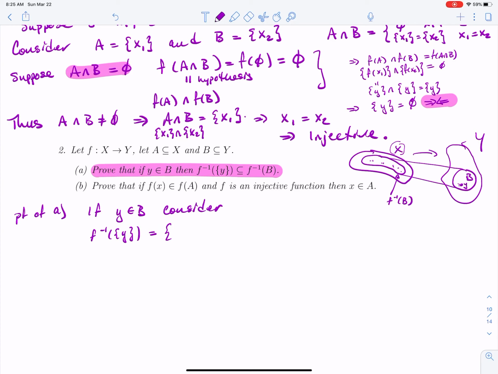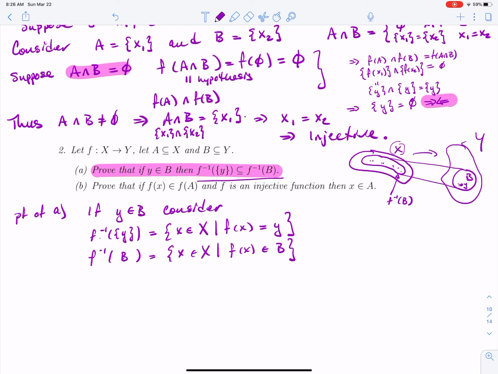Well, what is this? This is just the set of all x in the domain such that f of x is in the set y, but since the set y only has one element, it's just equal to y. And then I've got the pre-image of B, which is a set. So this is the x's in X such that f of x is an element of B. What I want to show is that the first set, the pre-image of y, is contained in the second set, the pre-image of B.